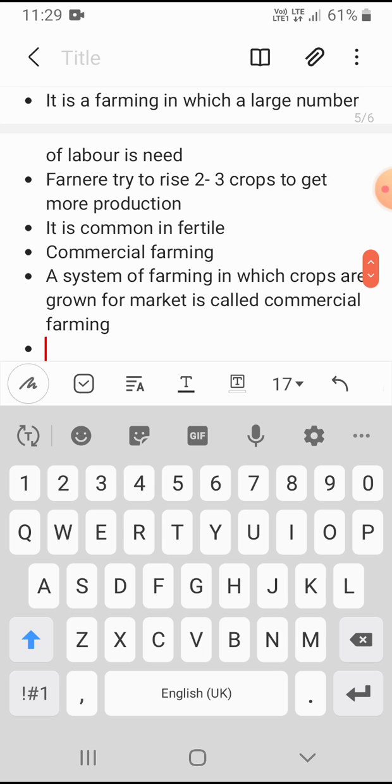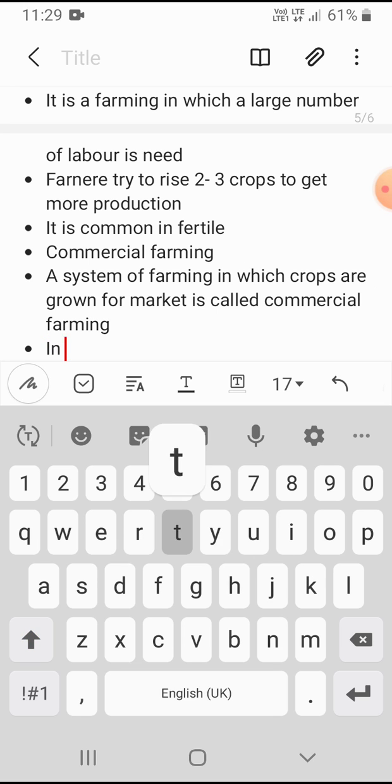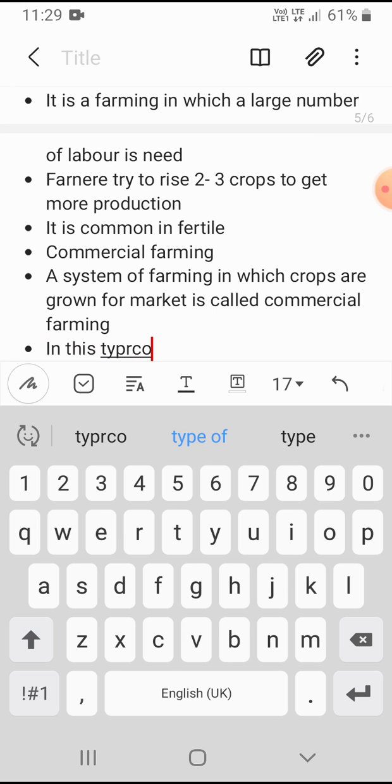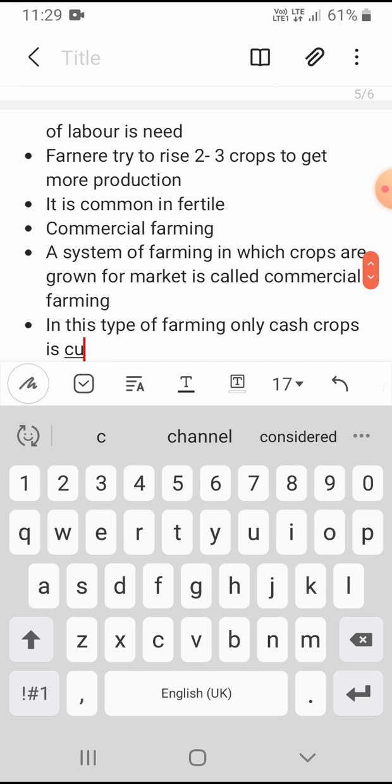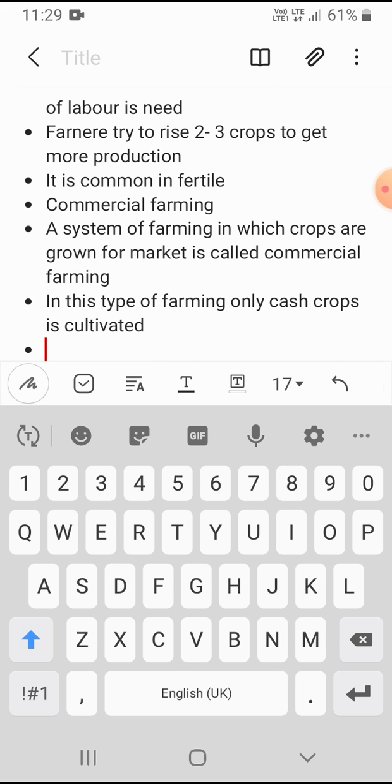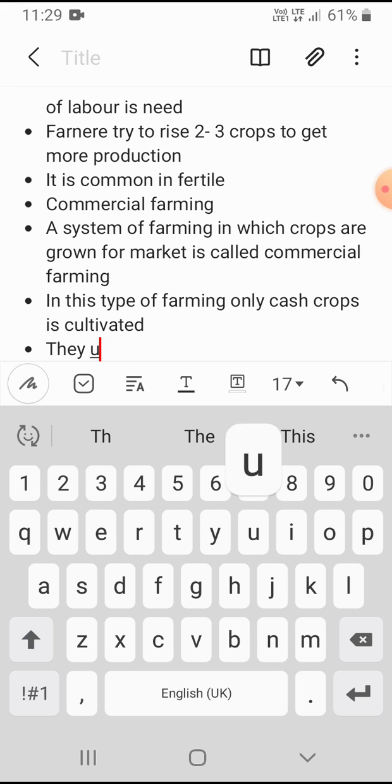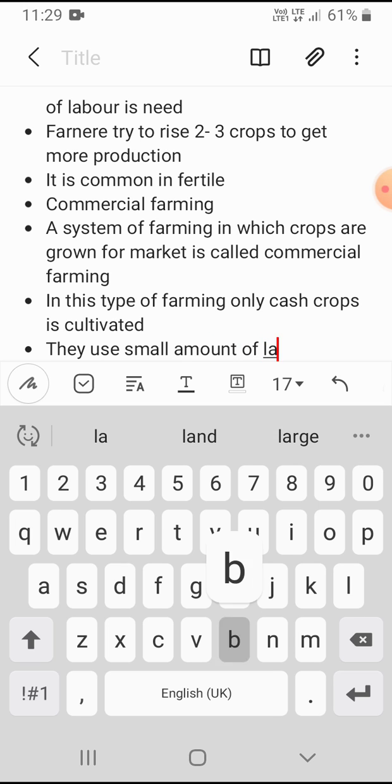In commercial farming, only cash crops, that is, crops that give more money, are cultivated and produced. They use a small amount of labor. As in intensive farming they use more labor, but in this they use a small amount of labor.